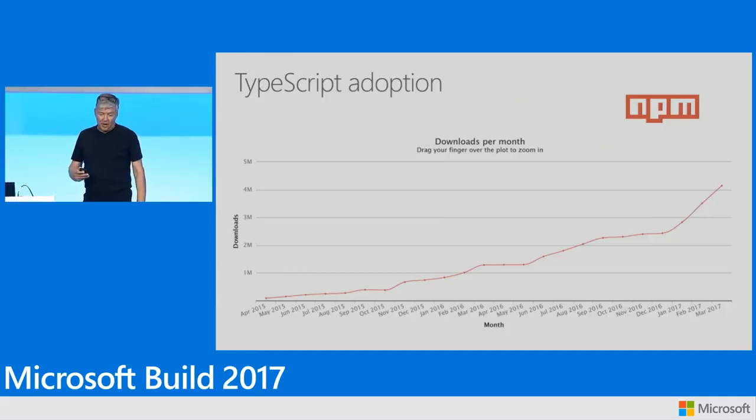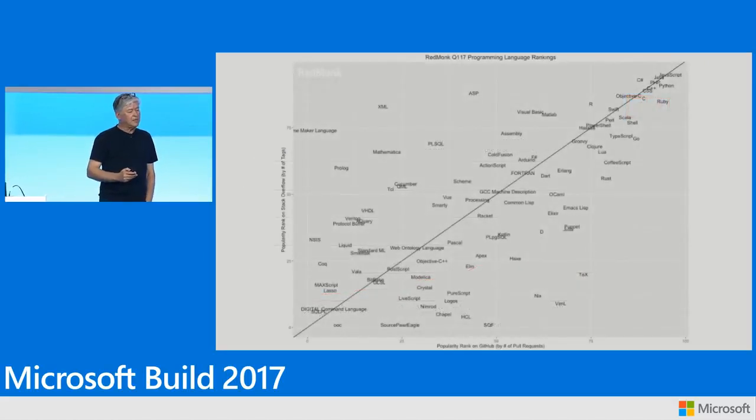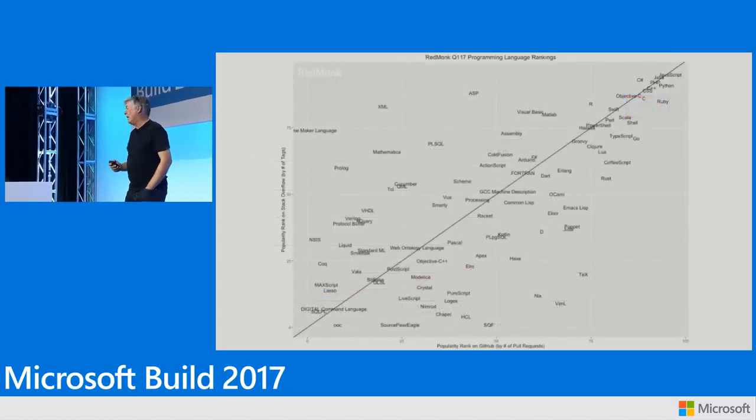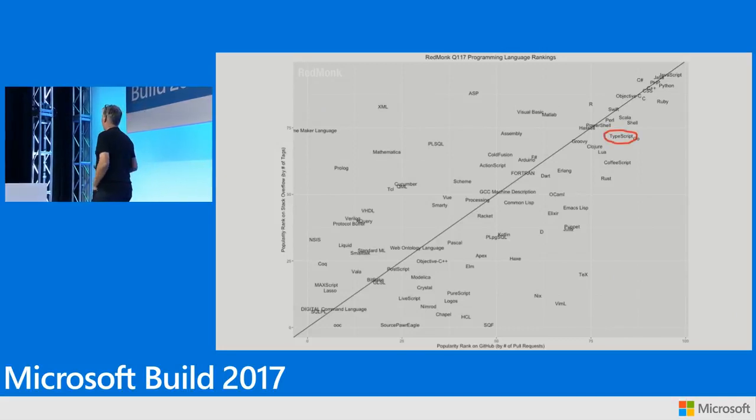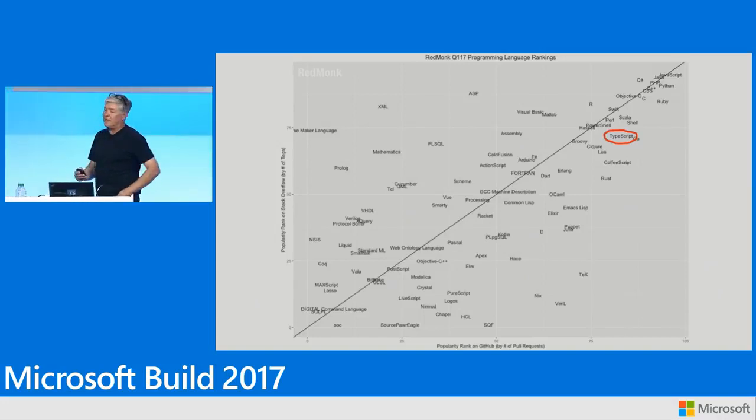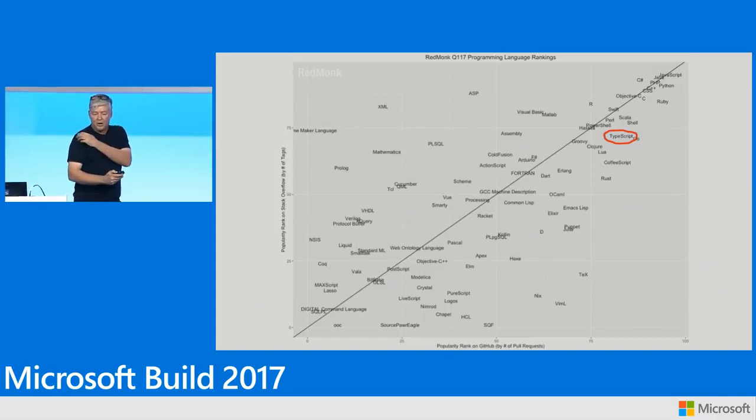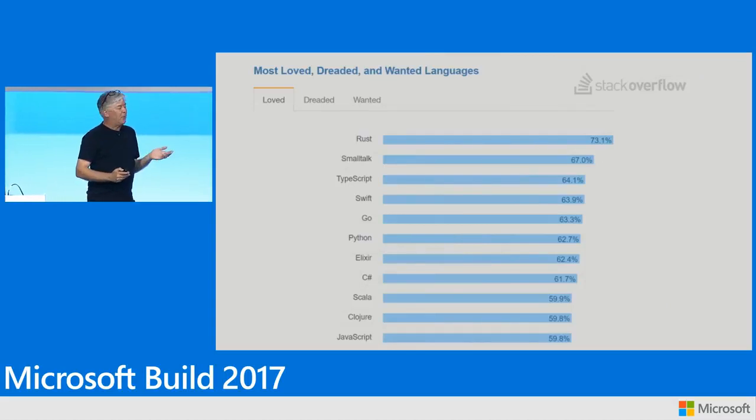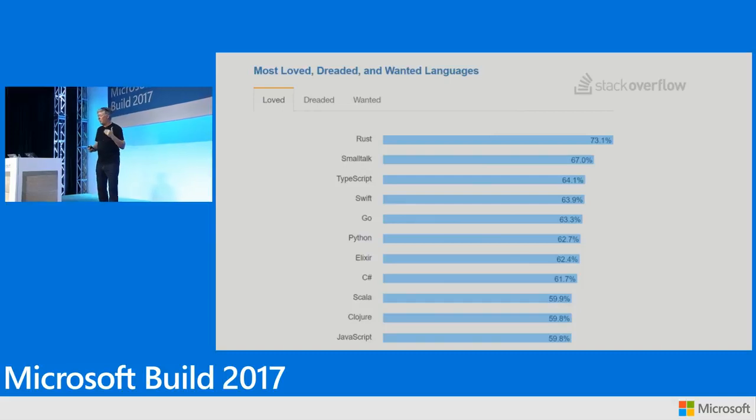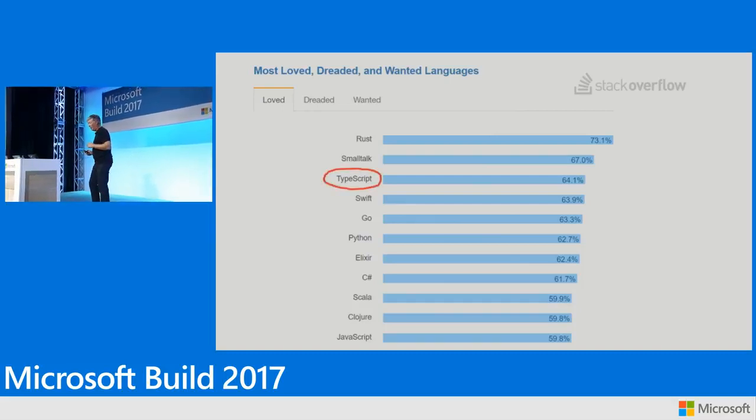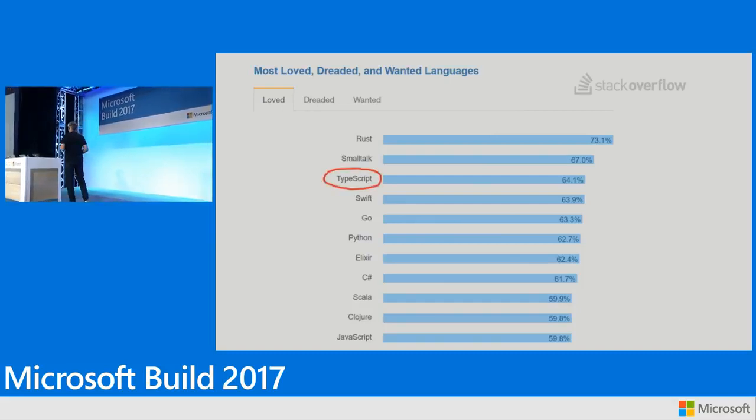TypeScript adoption, we are growing by leaps and bounds. We're up to more than 4 million downloads per month now on NPM. We recently made it into the top 20 programming languages in RedMonk's survey. We're up there now at number 17 with Scala and Swift. So it's great to see that the community is really picking up on TypeScript at this point. One that particularly made me happy is that we are now in the top 3 most loved programming languages on Stack Overflow. Right behind, thank you.